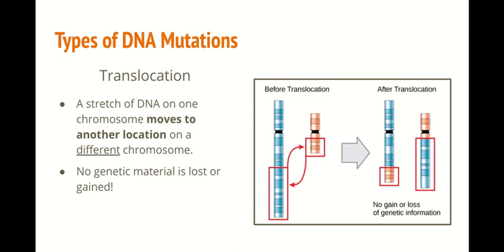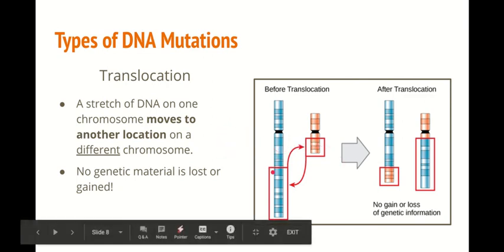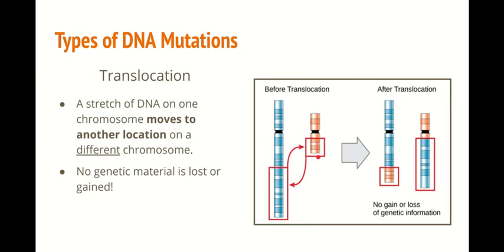All right, and one more type of DNA mutation is called a translocation. So this is when a stretch of DNA on a chromosome is moved to another location on a different chromosome. We've talked about something like this before. For instance, if we take the end of one chromosome and we move it to another chromosome. No genetic material is getting lost or gained. All of those nucleotides inside this chromosome on this DNA strand are still being retained.